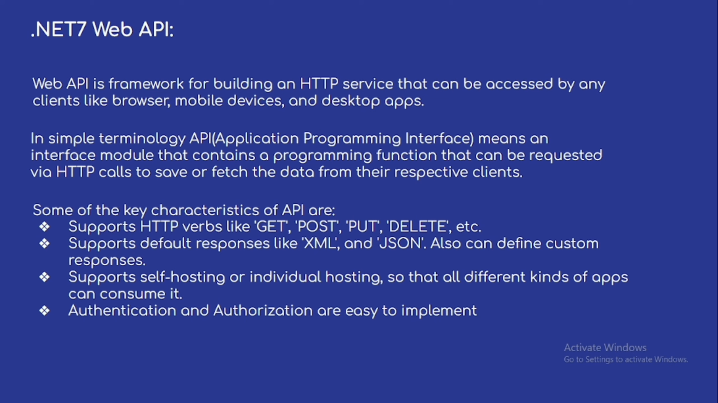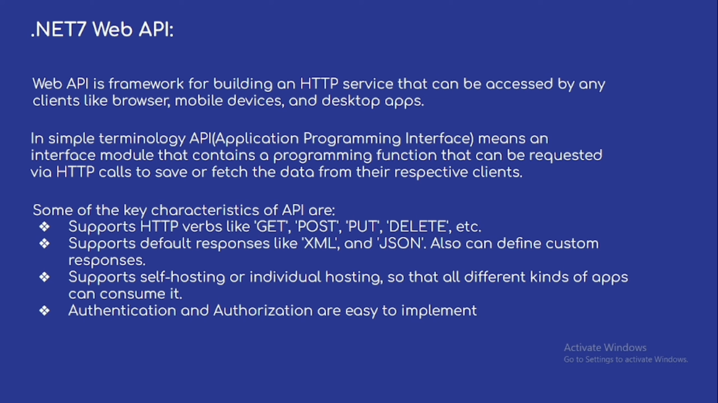Some of the key features of API are it supports HTTP verbs like get, post, put, delete. Get means for fetching the data, post means for posting the data, meaning creating a new record, put means for updating the existing record, delete means for deleting the existing record at the server. By default, API returns two default responses like XML and JSON, and it is absolutely customizable to define your own output as well. Something like HTML, images also you can return as a response from the API.